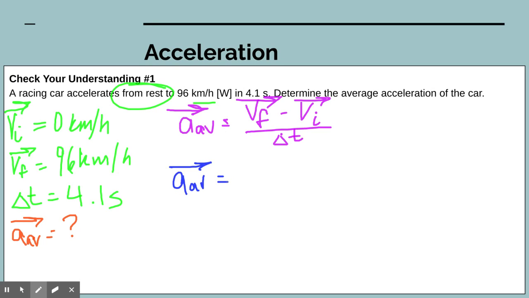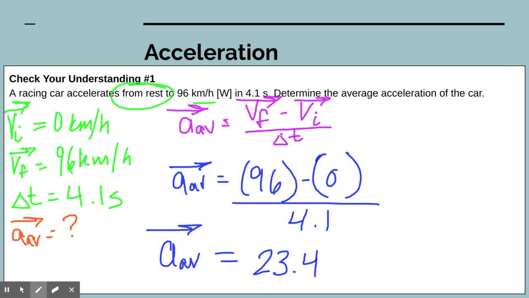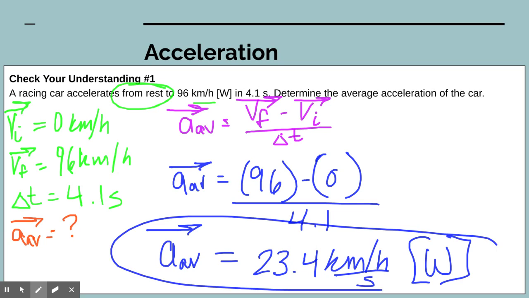So we've got our average acceleration equal to our final velocity, which is 96, minus our starting velocity, which is 0. We're going to divide that by 4.1. And what we should get, easy peasy, is about 23.4 kilometers per hour per second. More specifically, this is to the west. And then we've got our answer all ready to go, nice and neat.